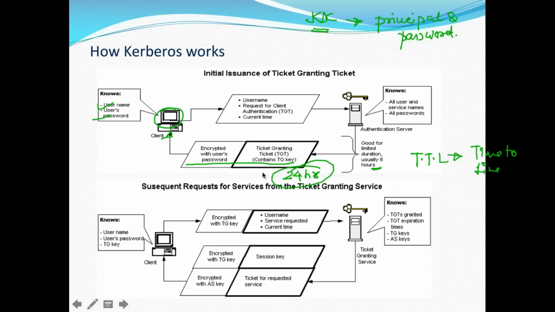So the user has his password, and the user has his ticket granting ticket with him. Now he has to access some services, let's say he wants to access data from our data node, a block of data. So whether he is authorized or not, what does it do? The client will send the ticket he got in the first step, encrypted with the TG key, that's your ticket granting ticket key. It will send the username, service request, and the current time. This is your ticket, whatever I have told you, right?